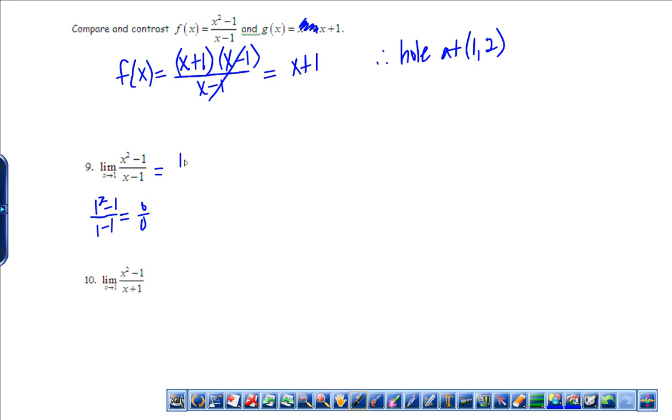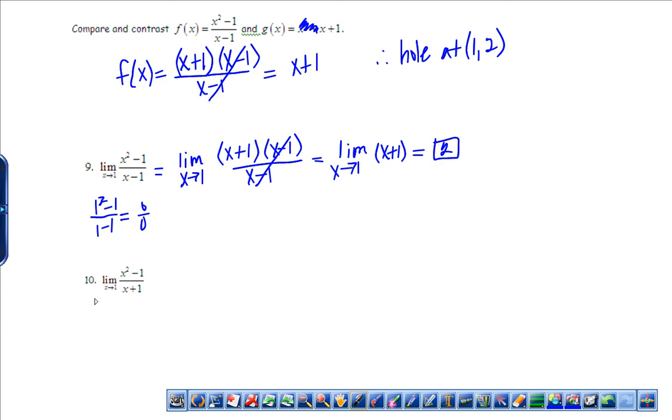So I'm going to say the limit as x approaches 1, and I'm going to factor this. So this is x plus 1, x minus 1, over the x minus 1, and there's your hole. So I have a limit as x approaches 1 of x plus 1, so that's your function. So the limit should approach 2.